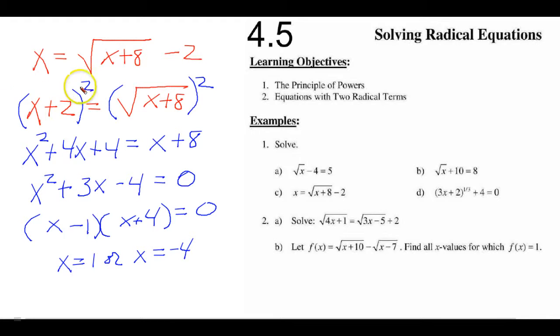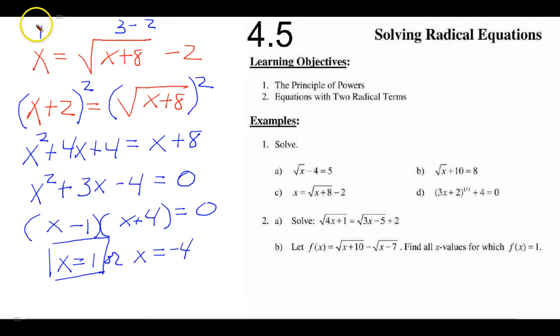Now, when we square things, from time to time we introduce erroneous roots, that is, solutions that don't work. And let's just check this one out here. This one works. So let's just do it here. This is a 1. And this will be 1 plus 8 is 9. Square root of 9 is 3. So 3 minus 2, that is a solution. So this one works.